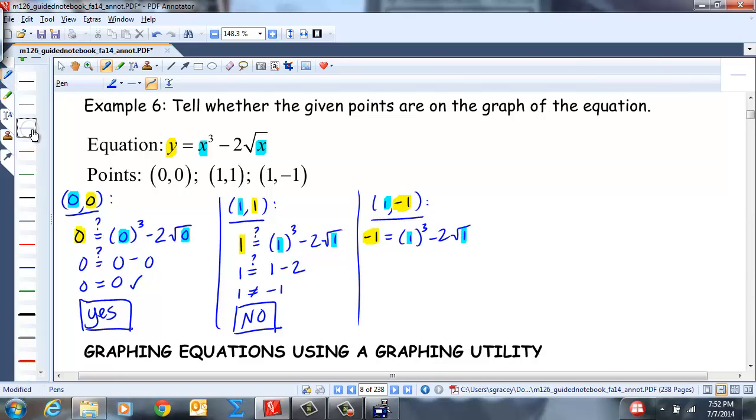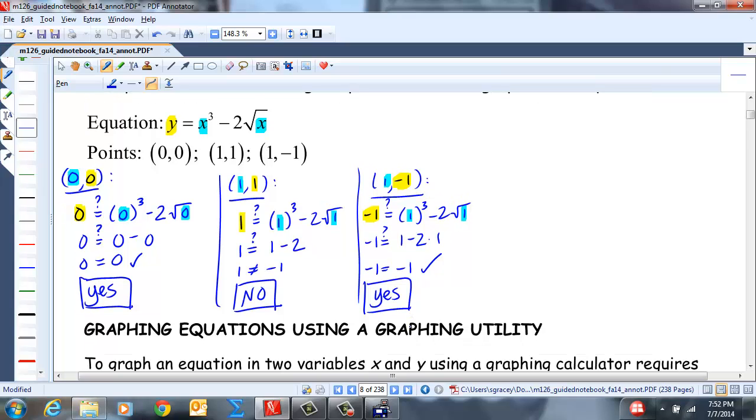And see what we got. -1, is that equal to 1 minus 2 times 1? -1 equals -1. Check. So we would say yes. Good so far? Awesome. All right, so here we go.